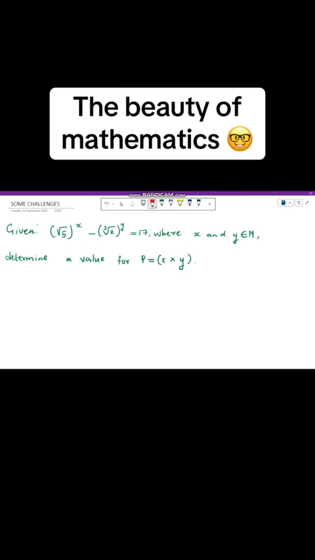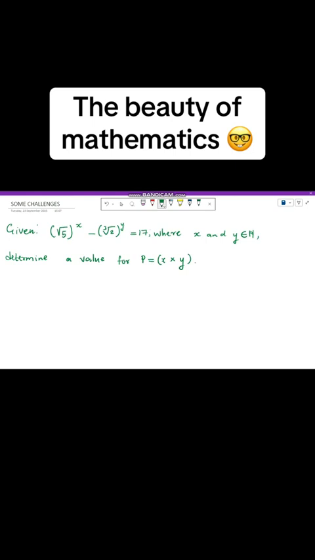Right now, let's look into this one. So we're given the square root of 5 all to the power of x, minus the cube root of 2 all to the power of y, which equals 17. Then we are told that x and y are elements of natural numbers.